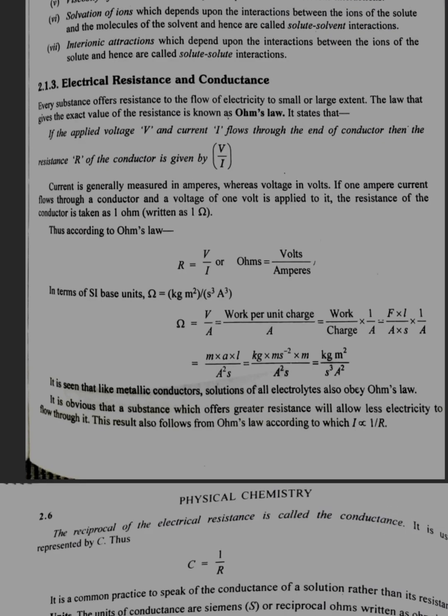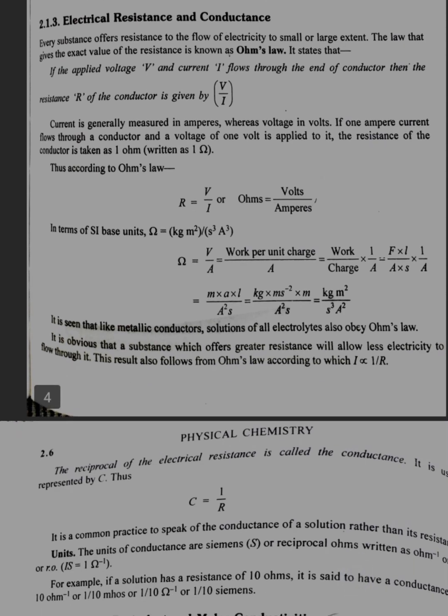Every substance offers resistance to the flow of electricity to a small or large extent. The law that gives the exact value of resistance is known as Ohm's law. It states that if the applied voltage V and current I flows through the ends of a conductor, then the resistance R of the conductor is given by V upon I. Current is generally measured in amperes, whereas voltage is in volts. If 1 ampere current flows through a conductor and a voltage of 1 volt is applied to it, the resistance of the conductor is taken as 1 ohm. So R is equal to V upon I.